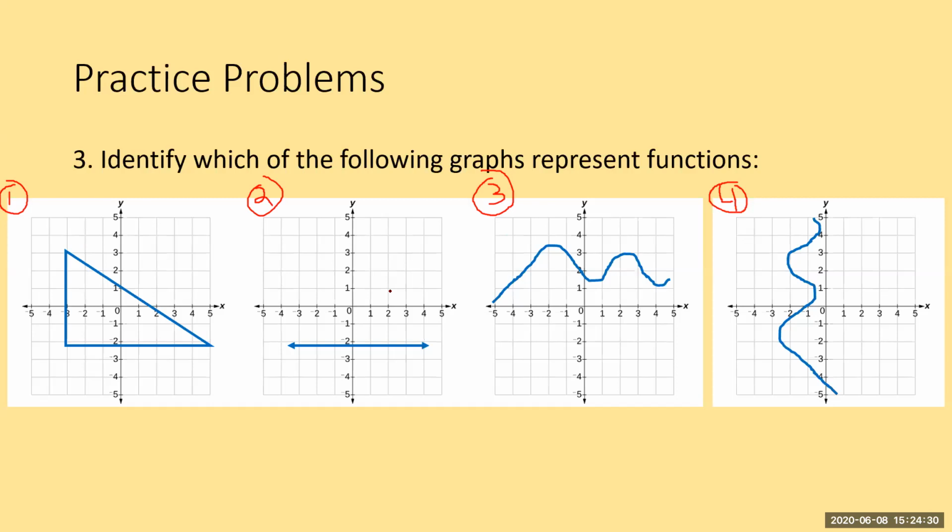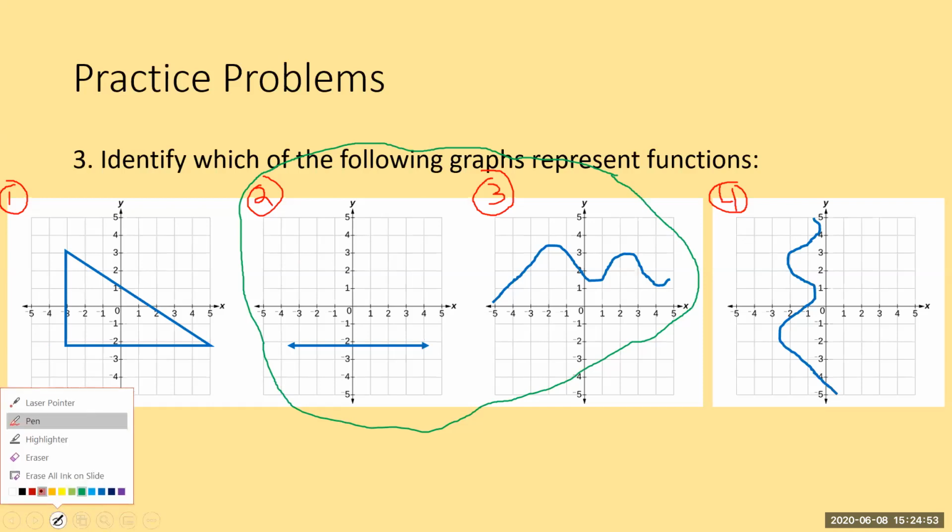So graphs that are functions, that would be graphs 2 and 3. Graphs 2 and 3 are functions. Graphs 1 and 4 are not functions. So graphs 1 and 4 both fail the vertical line test.